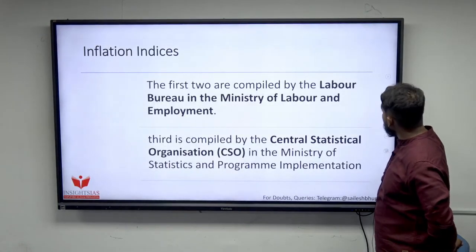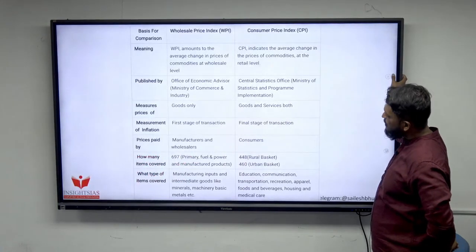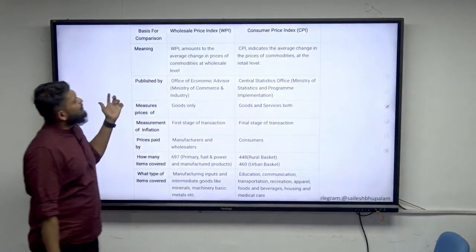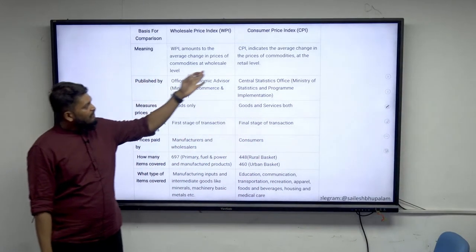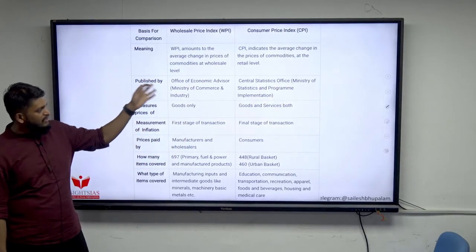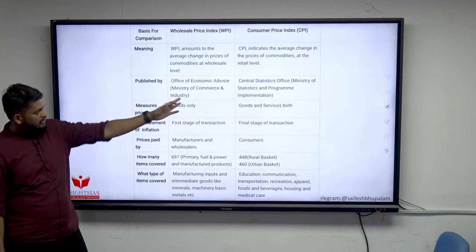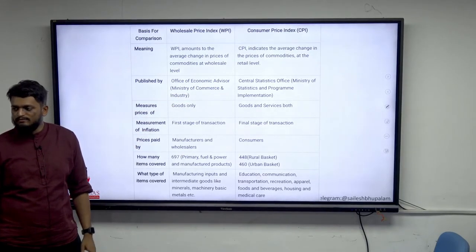Now if you look at the differences between the two, you will get the majority of the things here with regard to WPI and CPI. WPI amounts to the average change in price at the wholesale level. Here it is the retail level. Who is releasing it is factual information. You can see it. And this CSO is now part of NSO.